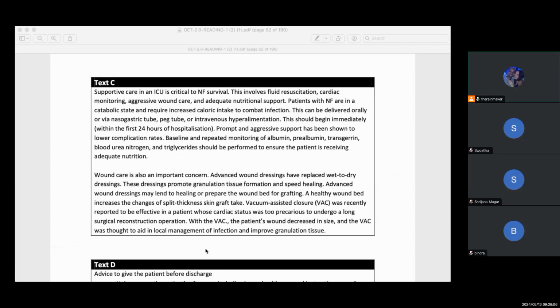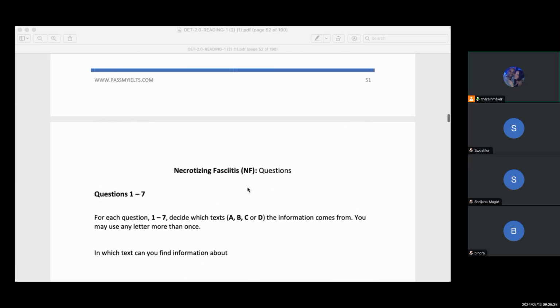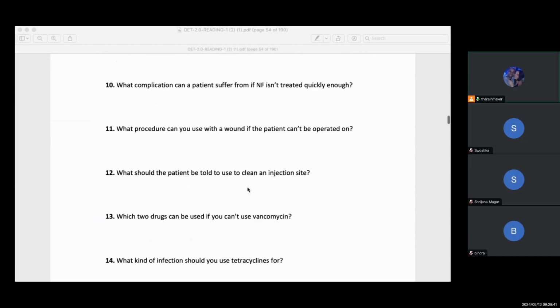What's the answer? Vacuum assisted closure. It is asking about a procedure. You must be noticing VAC has a dash and it also has brackets. It says vacuum assisted closure was recently reported to be effective in patients whose cardiac status was too precarious to undergo a long surgical reconstruction operation. It is asking which procedure to use for a patient on whom a long operation cannot be done. That's the answer. So you basically copy vacuum assisted closure, VAC, right?